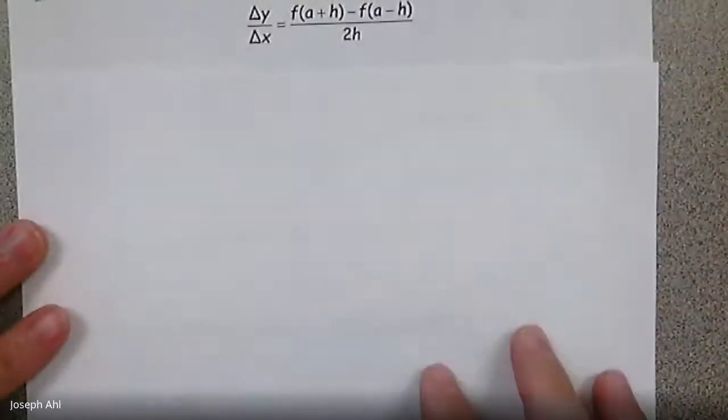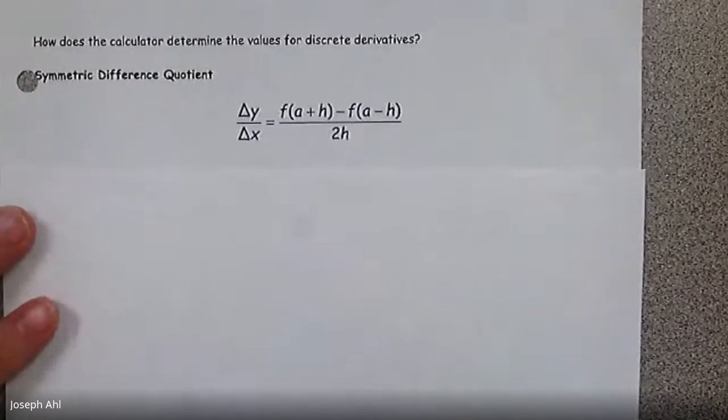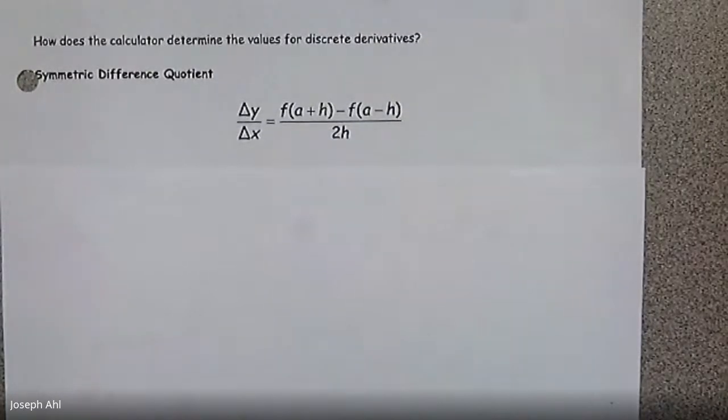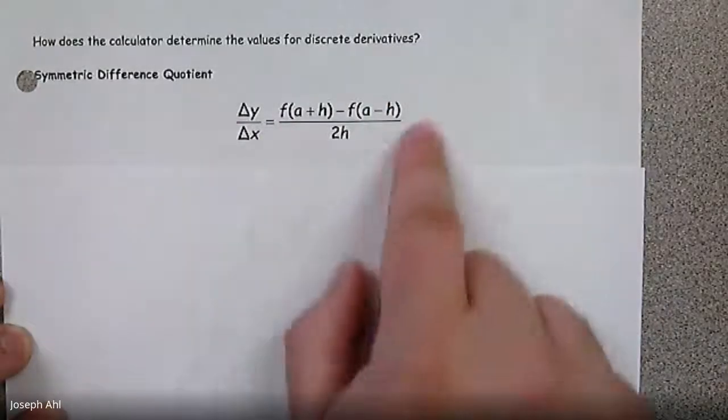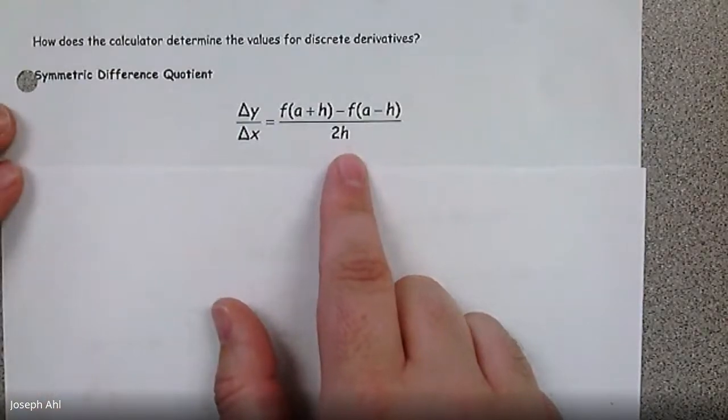But the last part of today's notes is going to be about something called the symmetric difference quotient. So how is the calculator doing this? How does the calculator determine the values for discrete derivatives at x equals 2, at x equals 0, and so on? It uses something called the symmetric difference quotient, and you will see this come up in textbook homework.